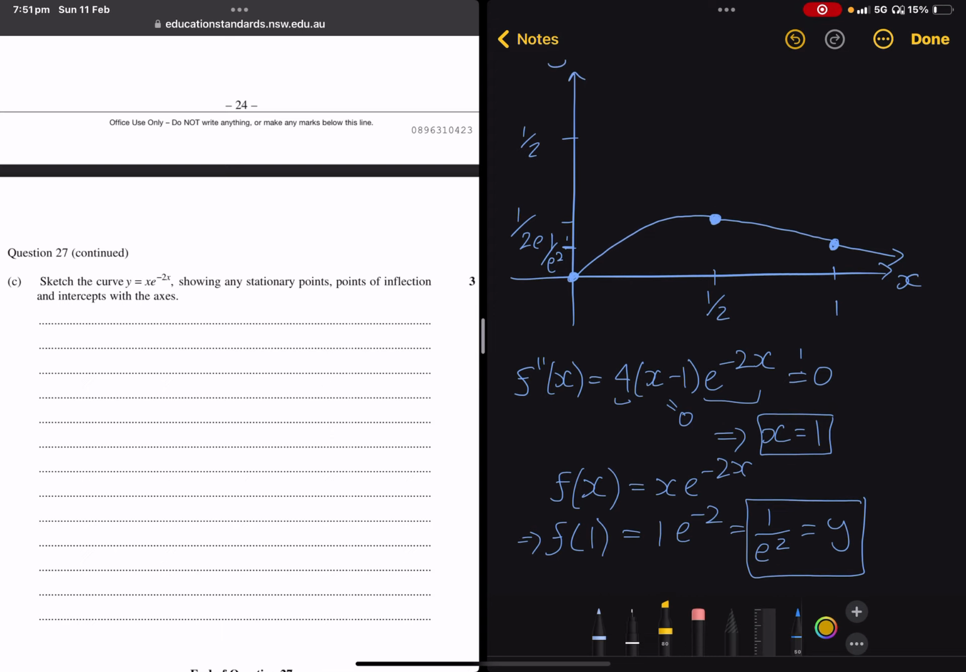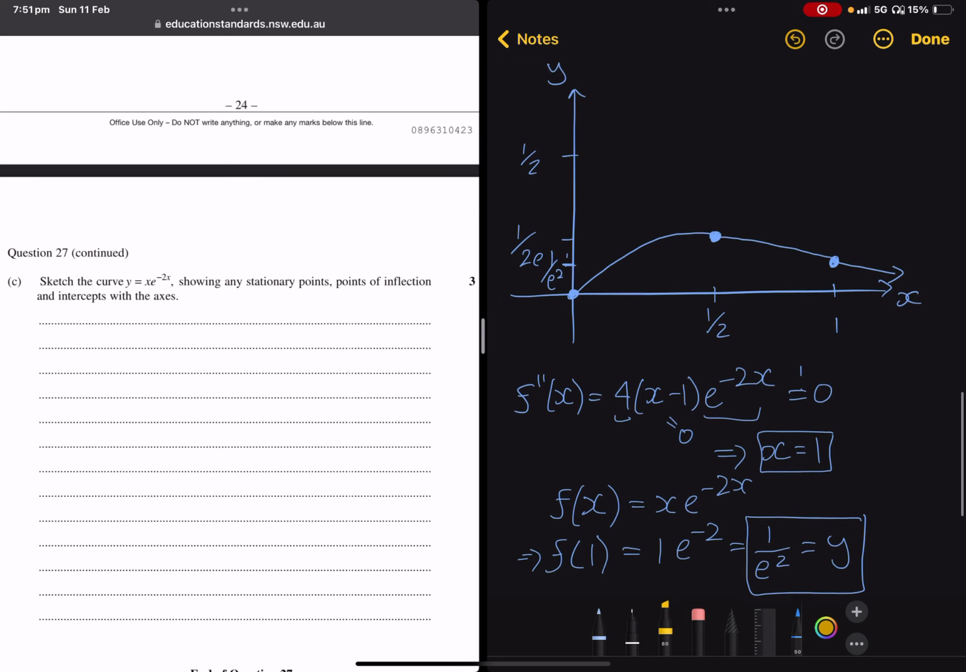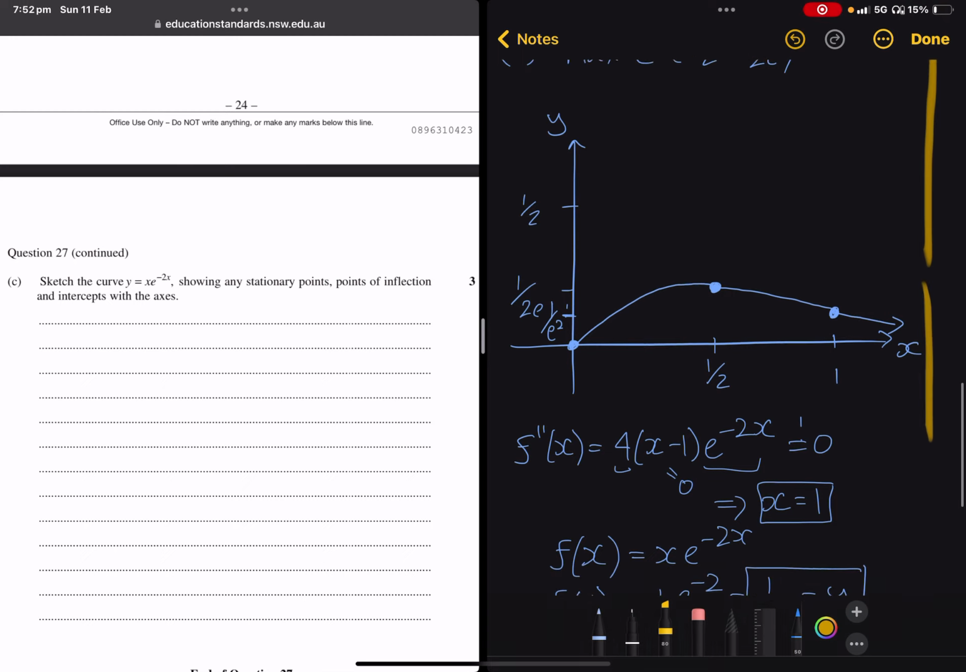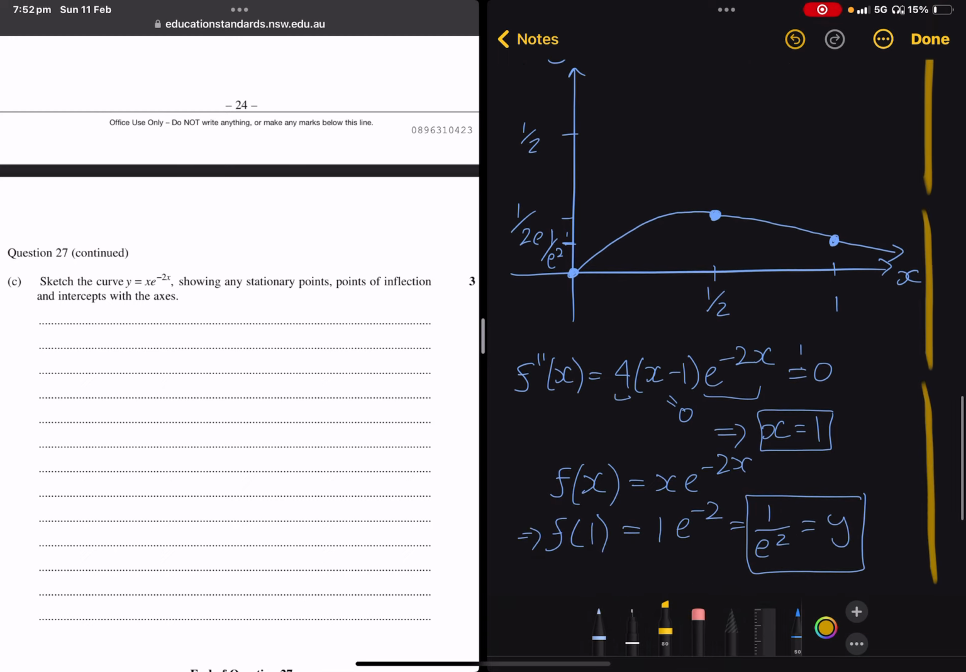In terms of the marking, you get 1 mark for providing a sketch with a stationary point and one other feature. So if you do your graph, you've got your maximum, one other quality, so an intercept or something like that, you get 2 marks for sketching the curve with most of the main features. So if you have almost everything, you'll get 2 marks. 3 marks for a completely correct graph. This will include the intercept, the maximum or minimum, the inflection.